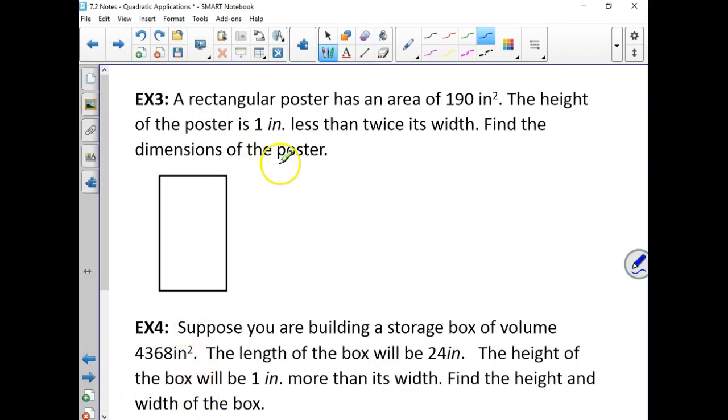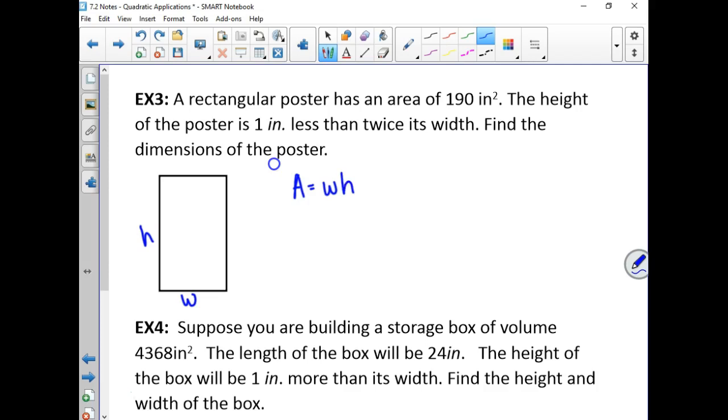For our next problem, a rectangular poster has an area of 190 square inches. The height of the poster is 1 inch less than twice its width. Find the dimensions of the poster. So similar to the first problem, we have a rectangle. We know here that they're calling this the width and the height this time. So area would equal width times height in this case.